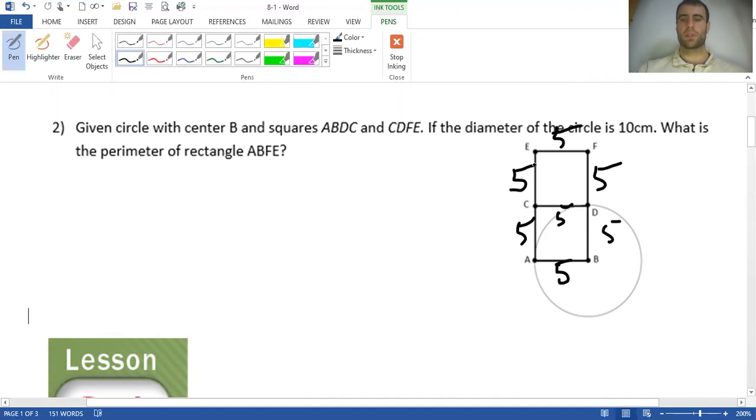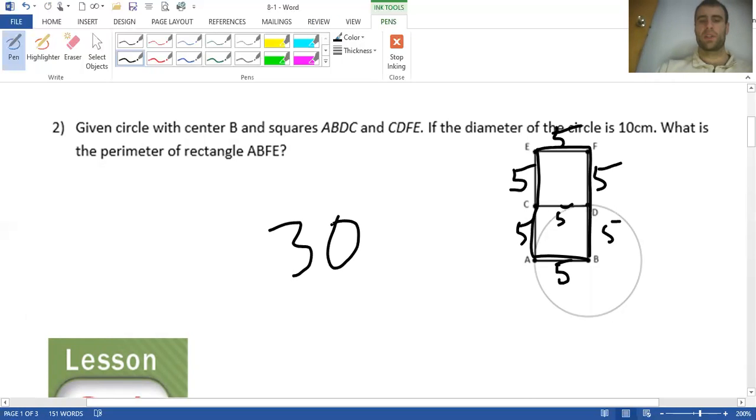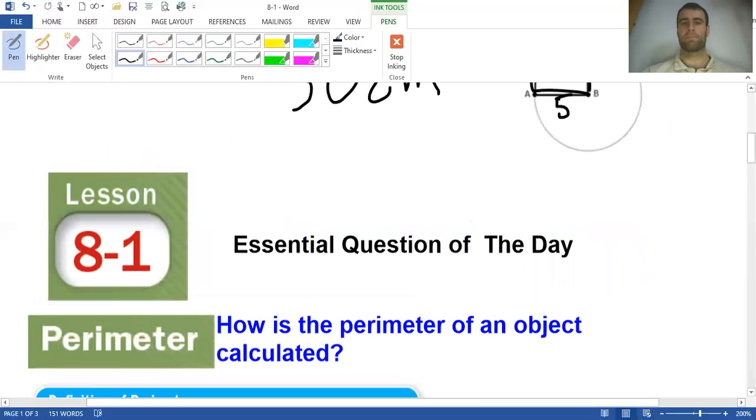So what's the perimeter of the rectangle? Would be 5 plus 5 plus 5 plus 5 plus 5 plus 5. That is 5 times 6. That is 30. 30 centimeters. Make sure to get that unit.